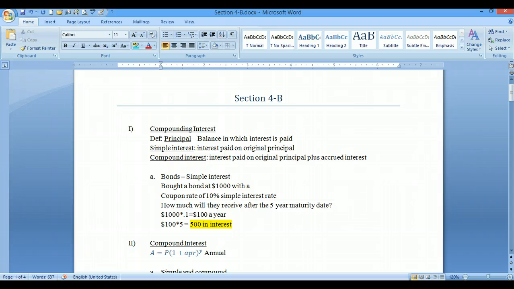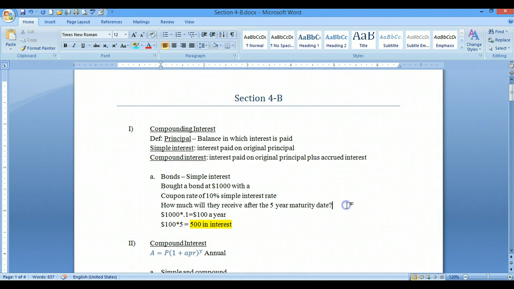Simple interest is interest only paid on the original principal. Compound interest is the interest paid on the original principal plus any accrued interest until that next point. Bonds are always done in simple interest. So if I bought a bond at $1,000 with a coupon rate of 10%, the coupon rate would be the APR per se, and it's always done in simple interest. How much will you receive after a 5-year maturity date?